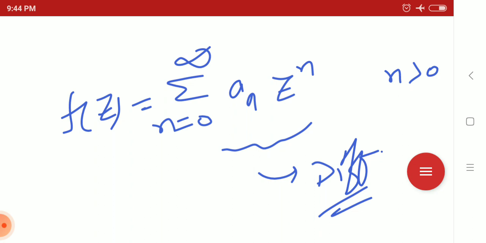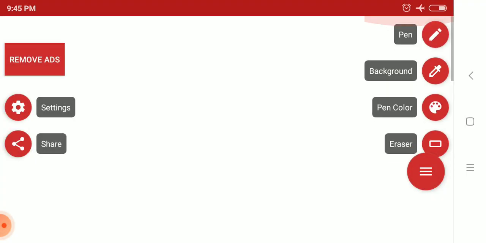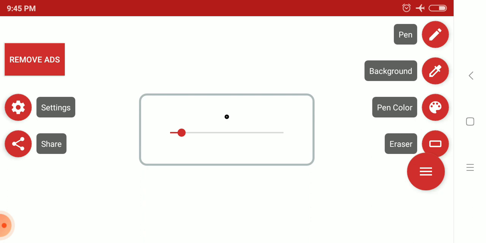Similarly, if we take f(z) equals sin z, if you expand sin z, what you will get? You will get z minus z cubed by 3 plus z to the power 5, and so on. So positive powers of z, that means it will be differentiable. So that's it.